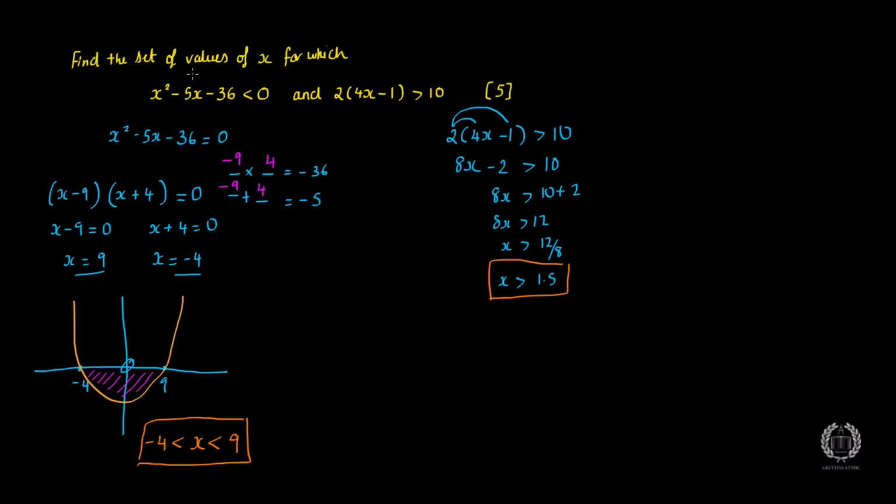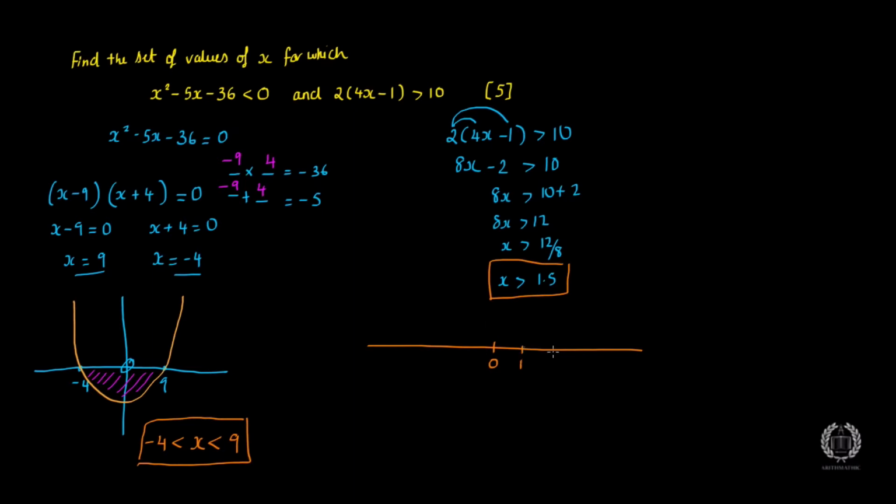Now, if you look at the question, it says find the set of values for x for this and this. So we need to combine these two together. And how I'm going to combine these two is basically by drawing a number line, right? And again, I am not going to be plotting every single number, it's just going to be wasting time. So what I'm going to do is, so we're going up to 9, right?